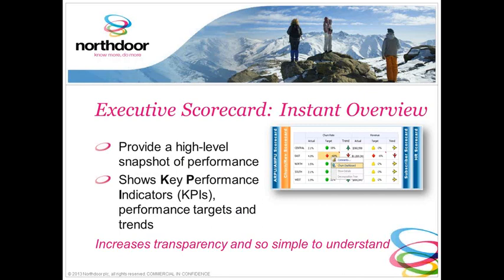Jason started off with the executive scorecard. This is something that really gives people an instant overview, a high-level snapshot of performance showing the key performance indicators that are active in your business, including targets and trends, which really makes it very simple for people to understand.